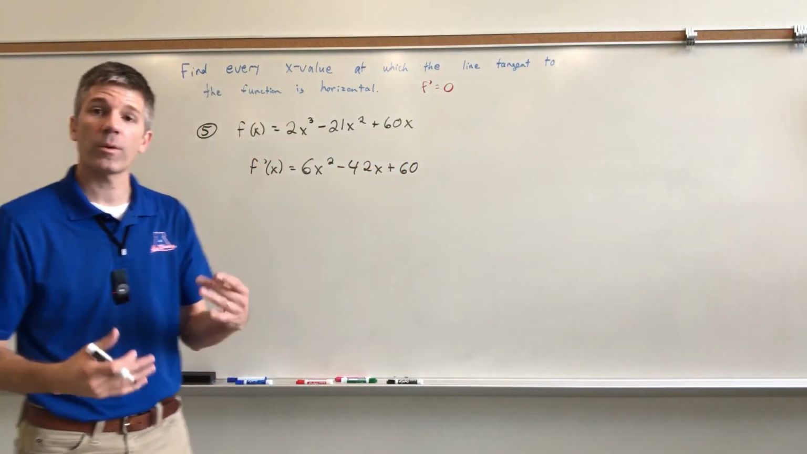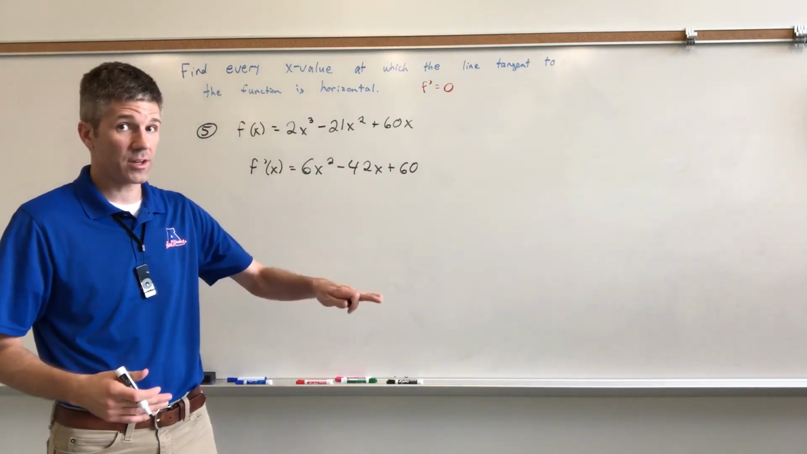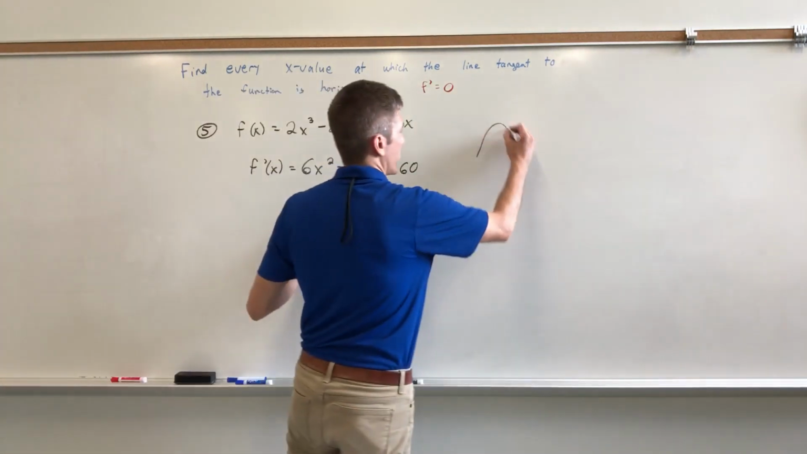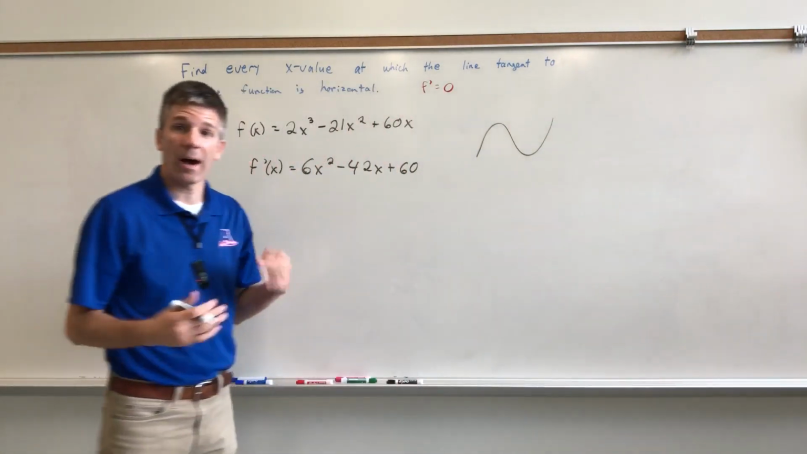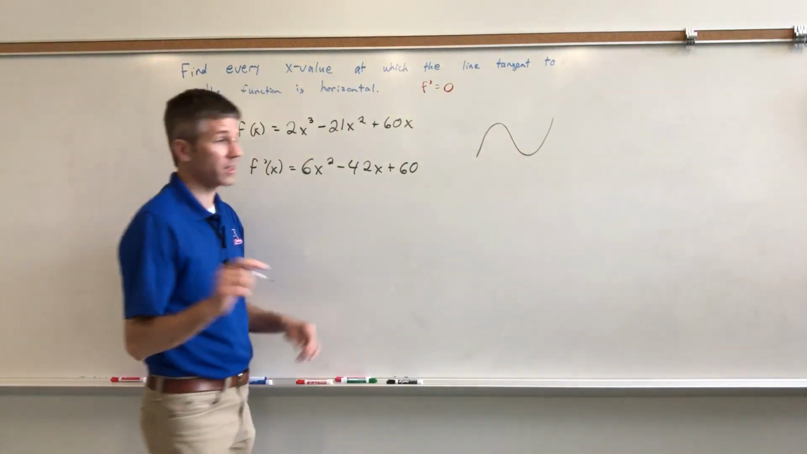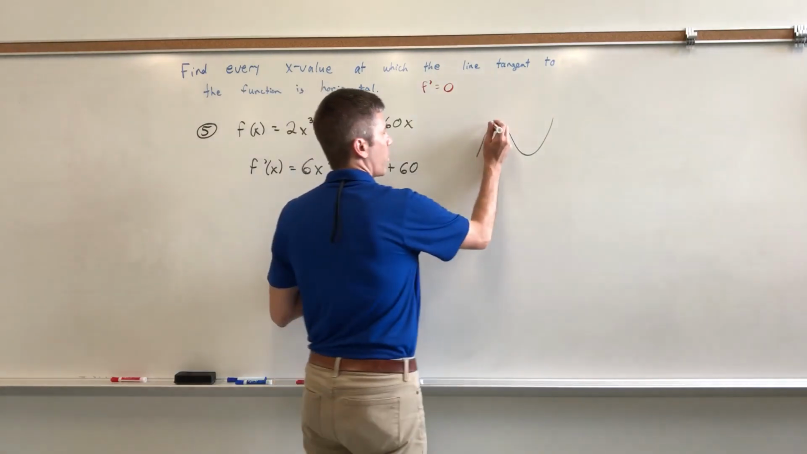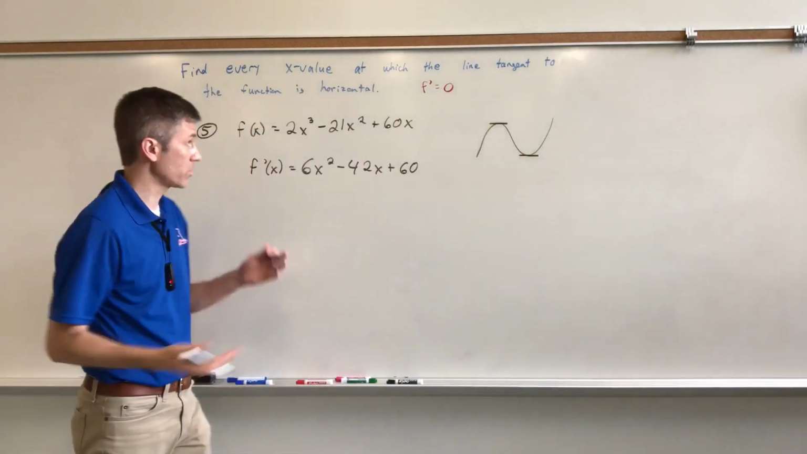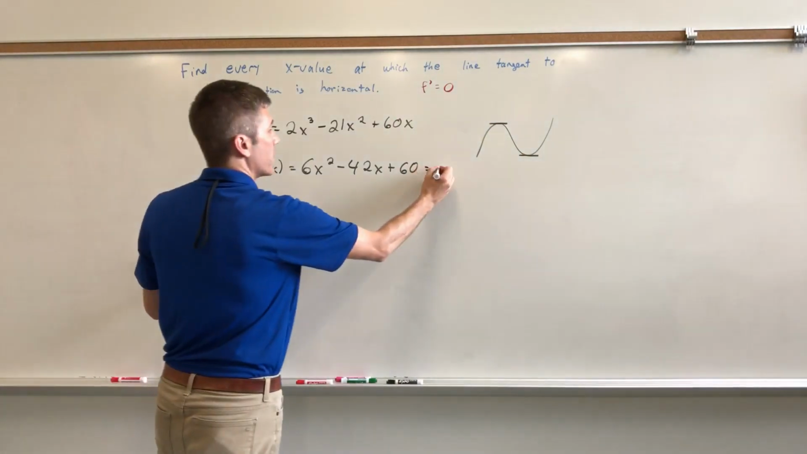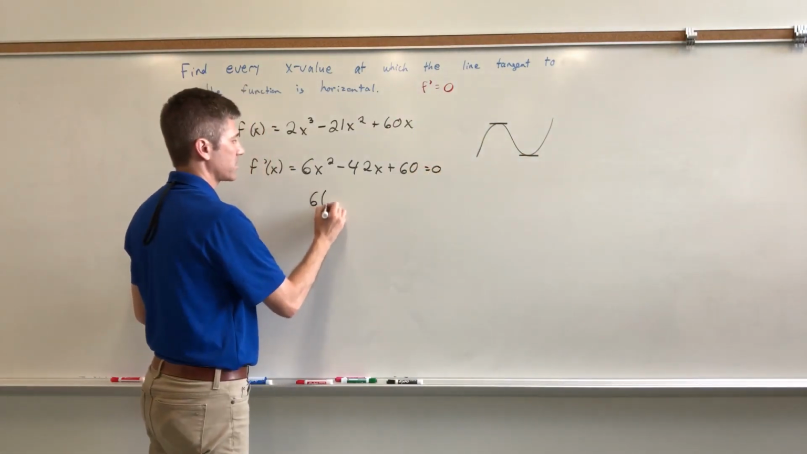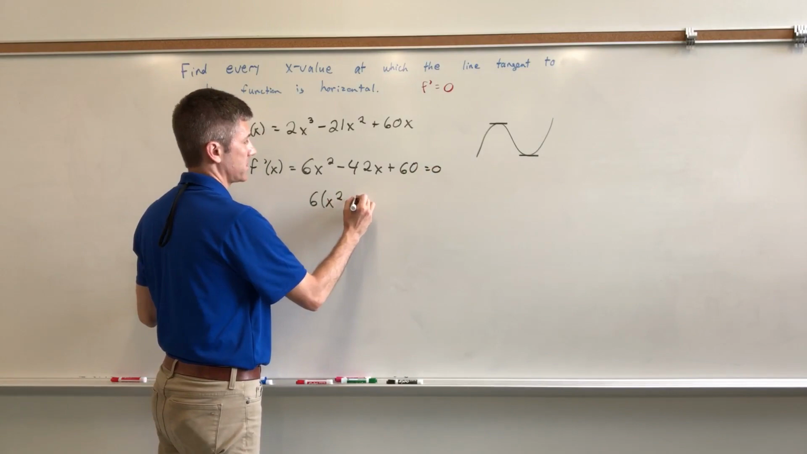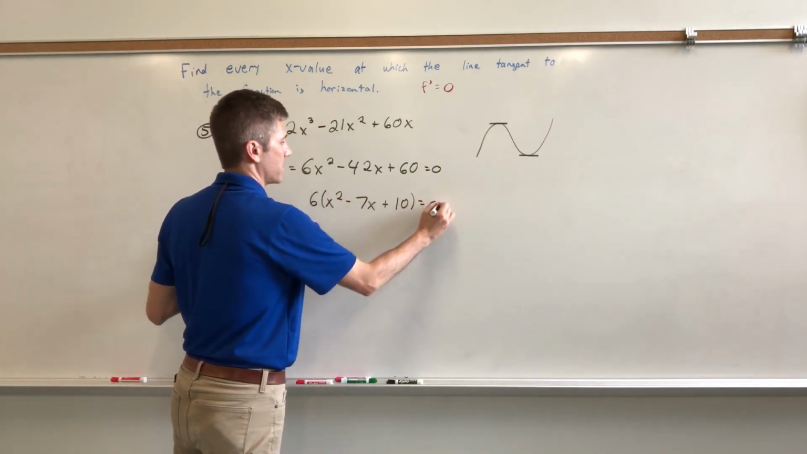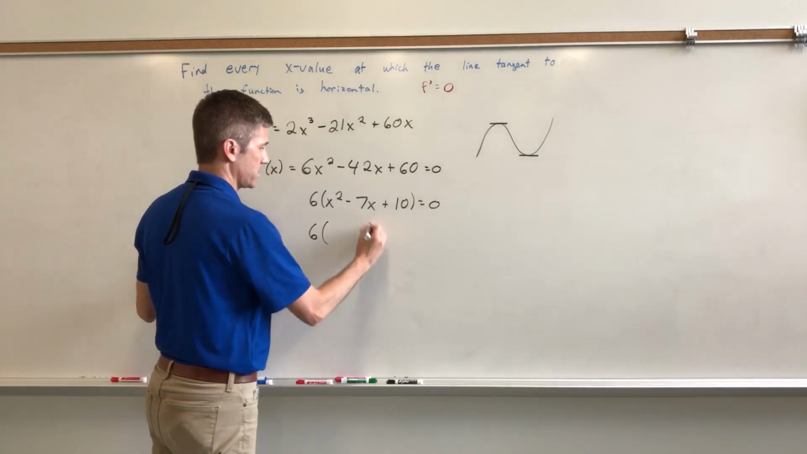Again, I'm looking for everywhere that the line tangent to a function is horizontal. So we have some sort of cubic function that probably looks like that. And I want to know where the x values are, where this would be the case and where this would be the case. So set that equal to 0 and solve it. Let's factor out a 6. We'd have x squared minus 7x plus 10 equals 0, and we will factor this one.